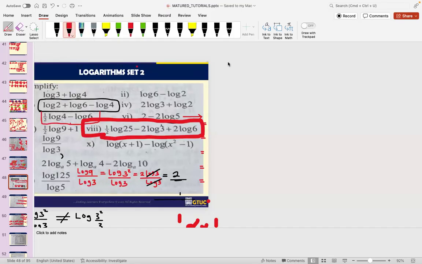So I write the question: log (x plus 1) minus log (x squared minus 1).